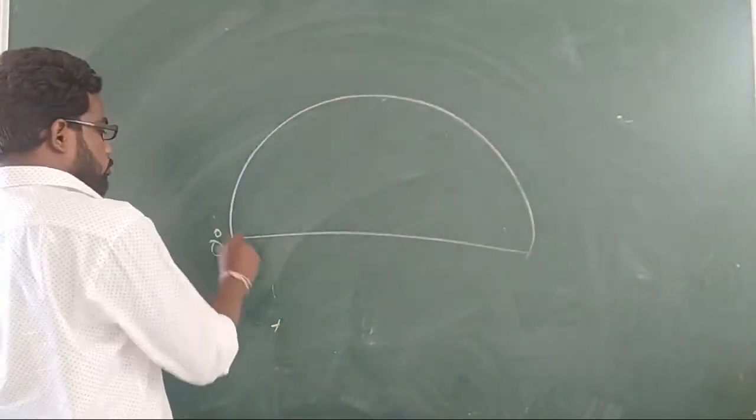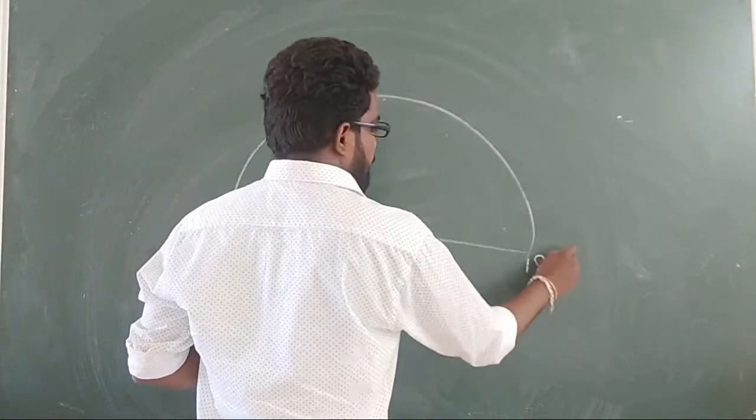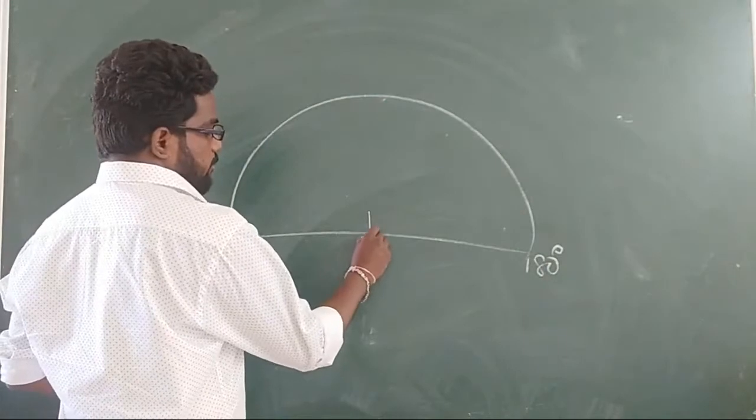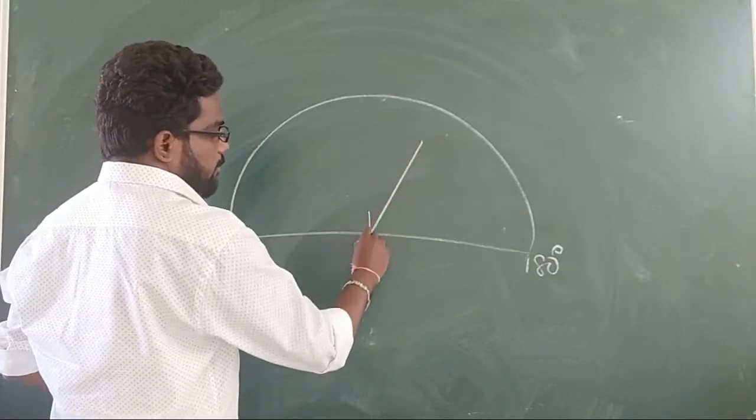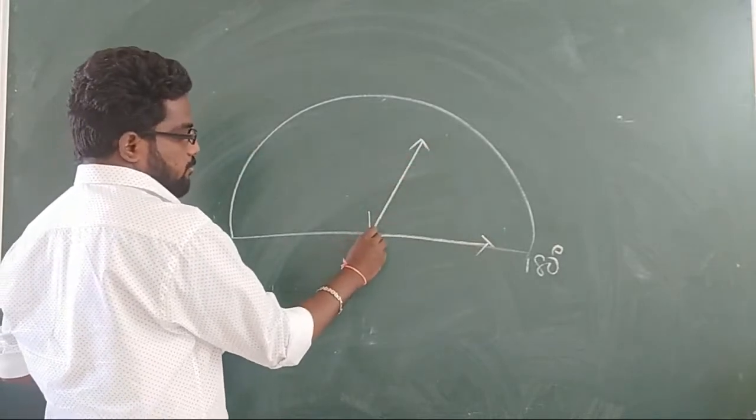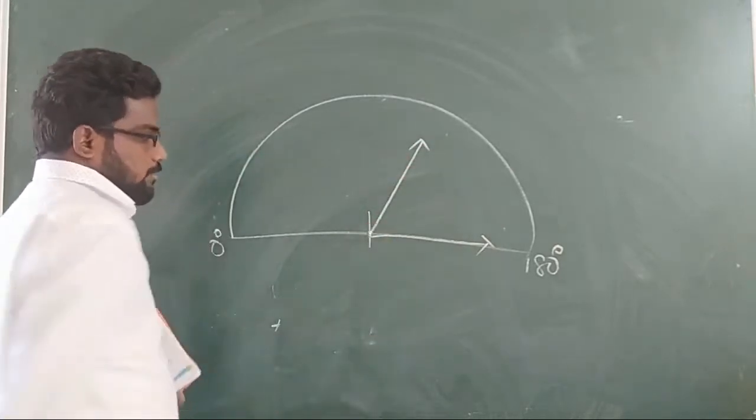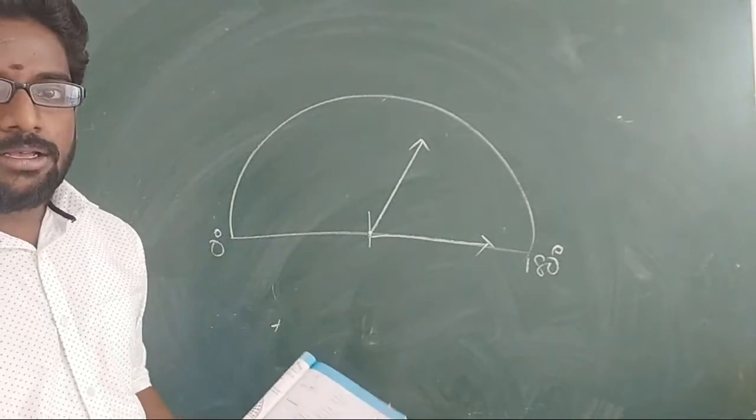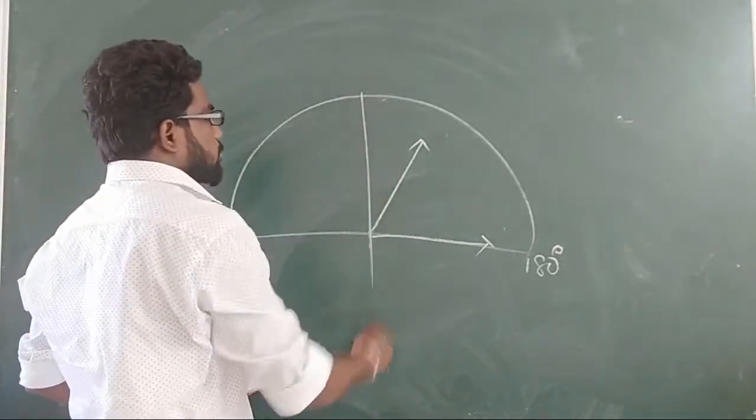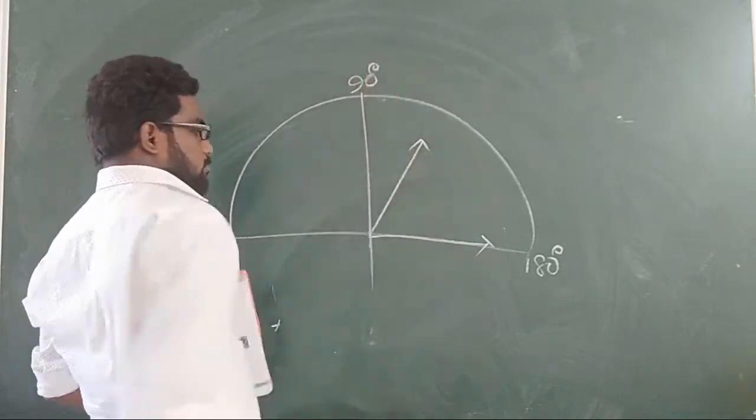From 0 degrees to 180 degrees. Okay? You have to measure. Here is the vertex. If you have any angle like this, you have to keep the vertex here. From here, you have to start the measurement. You have to start the measuring from here. Here, 90 degrees. Okay?